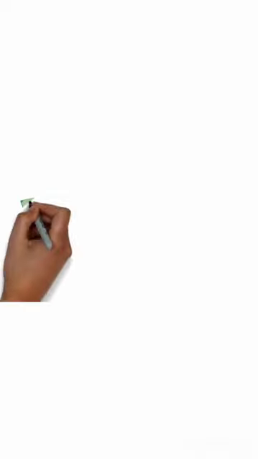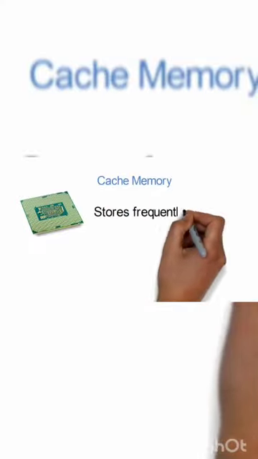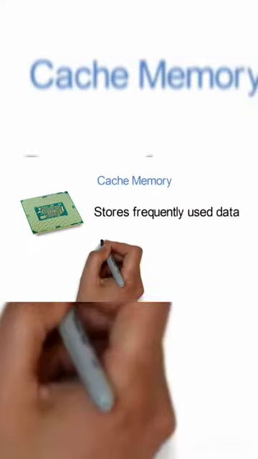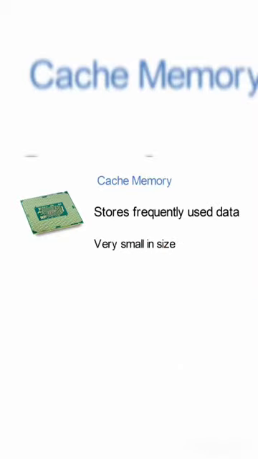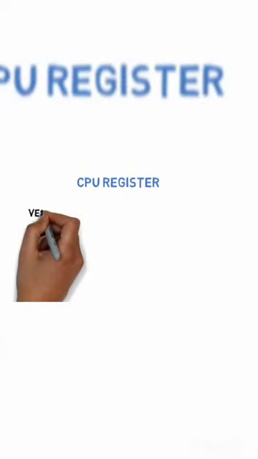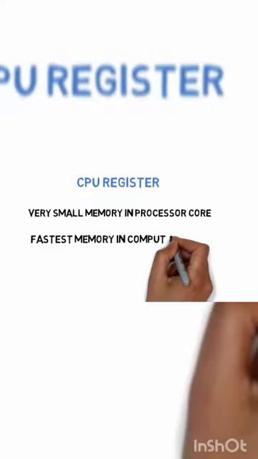In addition to the RAM, the CPU uses its inbuilt cache memory to retrieve and store data at an extremely fast rate. CPU cache memory stores frequently used data and instructions. This cache memory is very small in size. Also, the CPU has registers, which are smaller and faster than any other memory in the computer and hold very small data in the processor core.